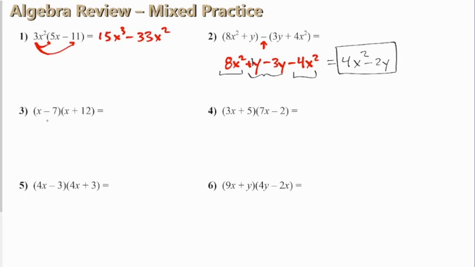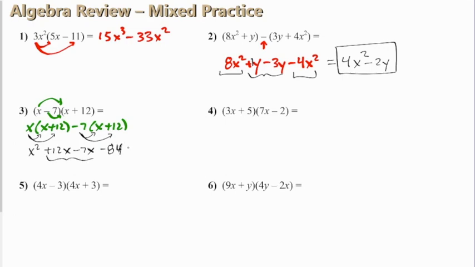Problem 3 is distributive property. So we'll distribute the x through the parentheses. And then we'll distribute the minus 7 through the parentheses. And now our second layer of distributive property, x squared plus 12x minus 7x minus 84. And when we combine our like terms, we see the 12x and the 7x combine to give us x squared plus 5x minus 84. And this would be our final answer for number 3.